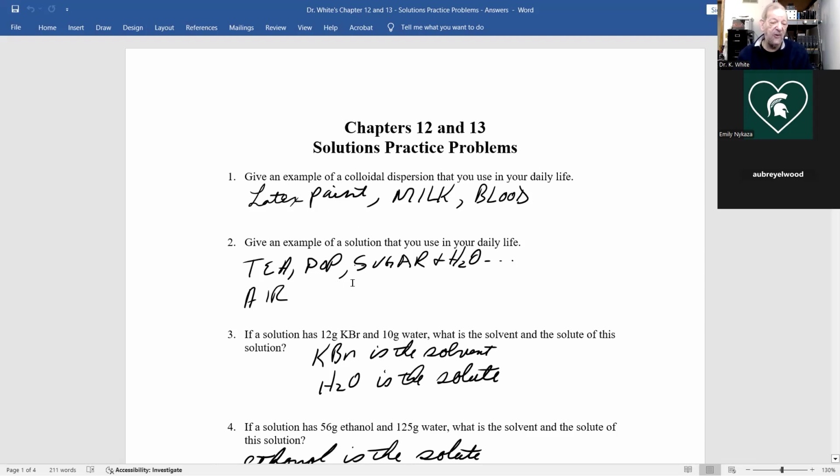All right, now I also have here, you should know examples of solutions. Well, I'm a former tea drinker. I had to give it up because of caffeine. I don't like decaf tea. And pop, remember Dr. White's from Chicagoland, and that's the carbonated beverage you buy in a can or bottle that's non-alcoholic, like Dr. Pepper, Barq's, and other things. And if I mix sugar and water together, that would be a solution. And the air you're breathing is a solution.